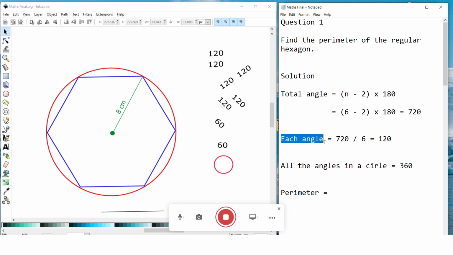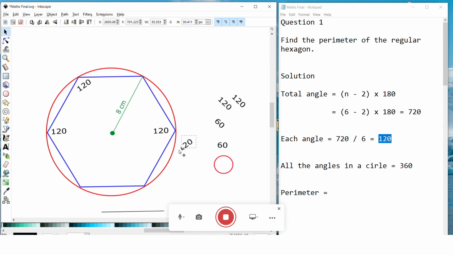So each angle within the hexagon itself is 720 divided by 6, because we're dividing the total interior angles into 6 equal parts. And 720 divided by 6 gives us 120. So this angle is 120, this angle is 120. Just give me a few seconds here. This angle is 120, this one is 120, 120, and 120. All right?